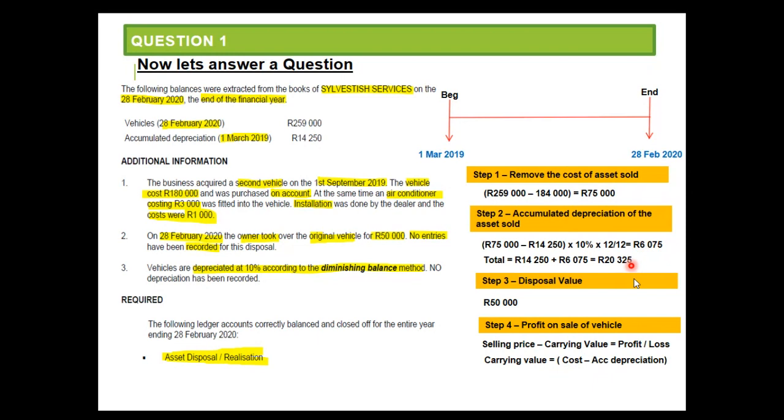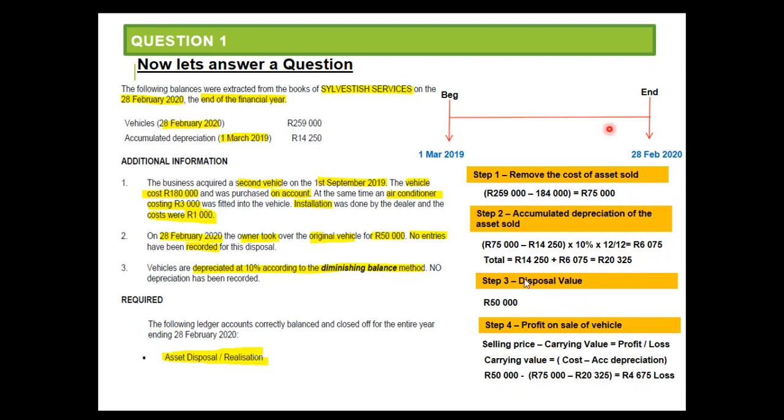What is the accumulated depreciation for that asset? It is 20,325. So 75,000 minus 20,325 will give me the carrying value. This is how I'm going to calculate that. 50,000 is my selling price, less, in brackets, my carrying value, 75,000 less 20,325, and I get a loss of 4,675. So here I was just showing you how to calculate.